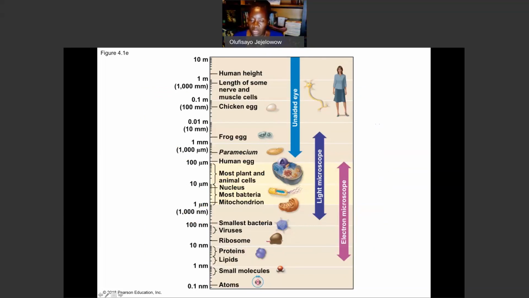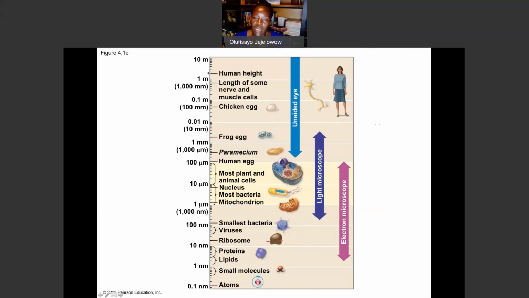It is not very easy to visualize what it means when we give the sizes of organisms at the microscopic level compared to the electron level. So let's use this chart to visualize what you can see with your unaided eye, what you can see with the light microscope, and what you see with the electron microscope.